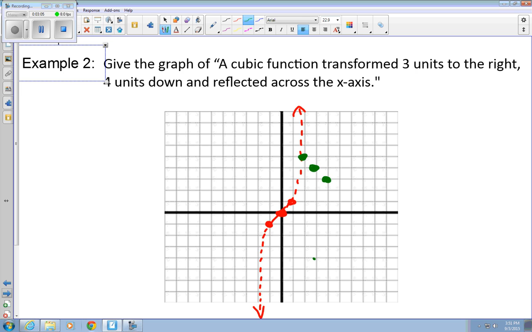I see the 3 points are now in a different orientation. In the parent function, from left to right, the coordinates were going up. Now from left to right, they're going to go down. So this means my graph is going to go from left to right, starting high and going low instead of low to high. And this is our new graph.